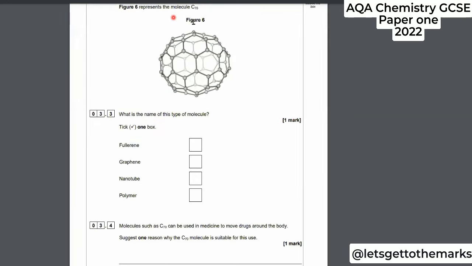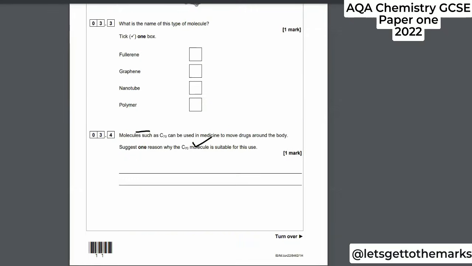Okay, figure 6 represents the molecule C70. So zooming in a bit, this is C70. What is the name of this type of molecule? Fullerene, graphene, nanotube, or polymer? Tick 1 box. Well, it's a fullerene. In fact, the full name was Buckminster fullerene, or Bucky balls they were nicknamed as. Let's zing down a bit.